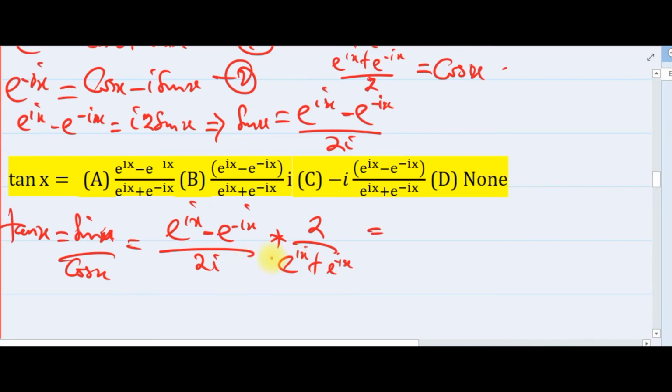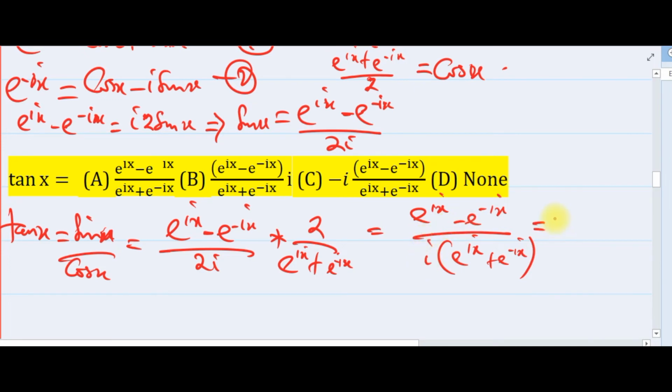So we reciprocated because cos is this, so we decided to reciprocate the division, which is now this. So we have e to the ix minus e to the minus ix over e to the ix plus e to the minus ix. So looking at the options, it's not this, it's not that. Don't be quick to choose none. If you notice, this is 1 over i. Multiply numerator and denominator by i.